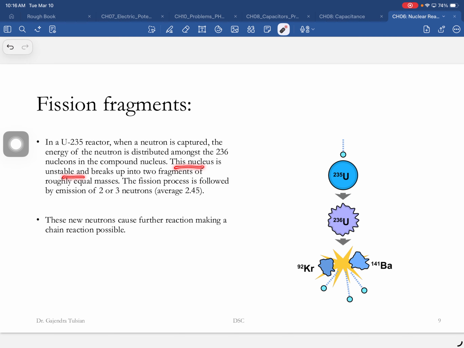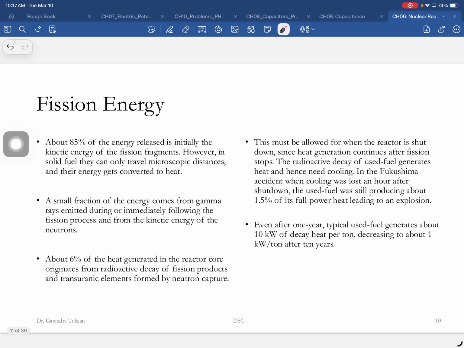This nucleus is unstable and breaks up into 2 fragments of roughly equal masses. The fission process is followed by an emission of about 2.45 neutrons on average. Some fissions will release 2 neutrons, some will release 3, and so on. These neutrons can cause further reactions, making a chain reaction possible.